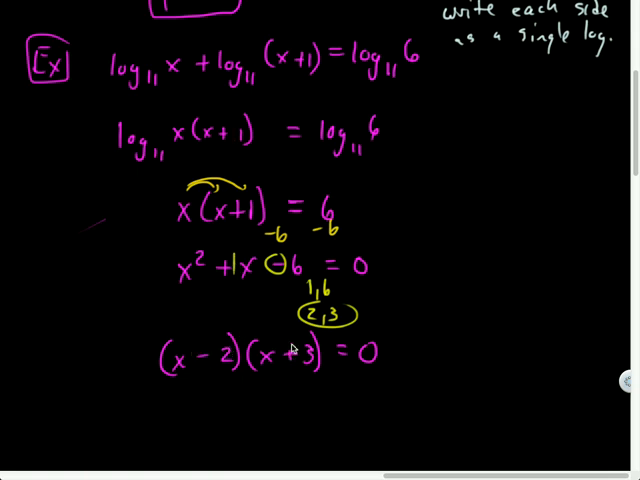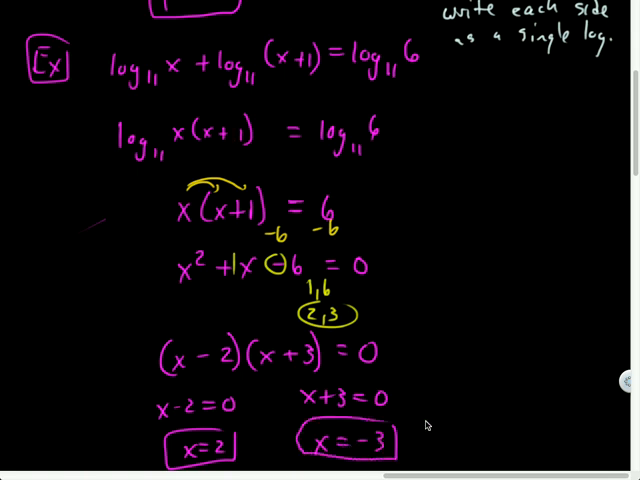And now I've got two factors equal to 0. This we love. X minus 2 equals 0, or x plus 3 equals 0. So x equals 2, or x equals -3. Quadratic would have been more work, I'd say, in that case.